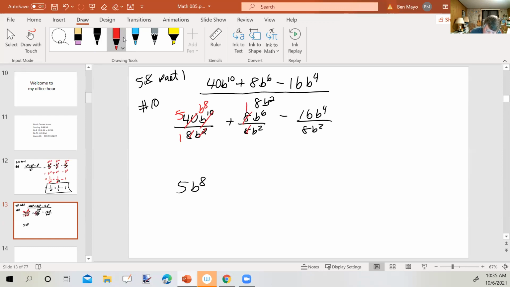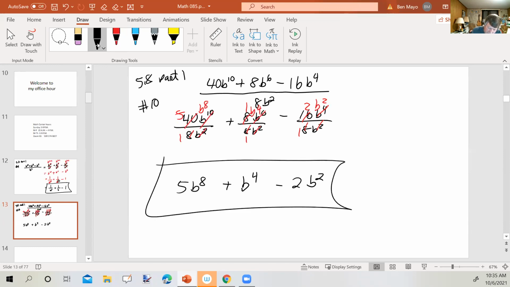8 over 8 reduces to 1 over 1. B to the 6th over b to the 2nd is b to the 4th power. So we get plus 1b to the 4th power all over 1, which again, we don't need to write the implied ones. And then finally, 16 over 8 is 2 over 1. B to the 4th over b squared is b to the 2 power. So minus 2b squared. So there's the final answer on that one. Any questions there before we go on?